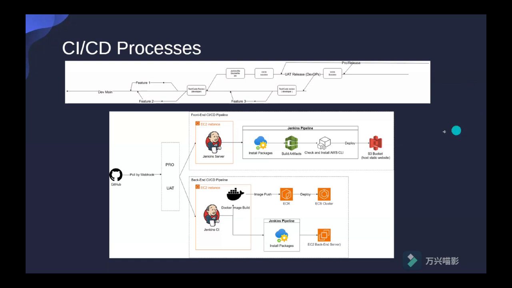For the back end, Jenkins CI is also on an EC2 instance. We build the application and the Docker image. The image is then pushed to ECR and deployed to the ECS cluster. We also support another direct deployment to an EC2 backend server, depending on the environment. This automatic pipeline ensures a faster delivery of our product.